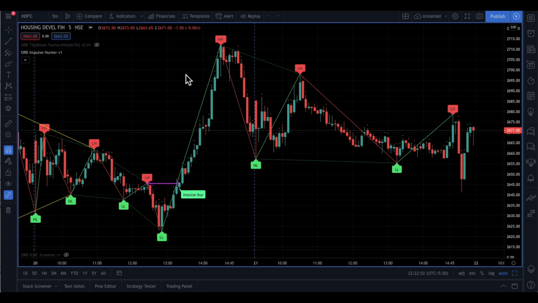This indicator will help you to plot those ascending and descending waves on your chart, and wherever an impulse is happening, it will send you a trigger with the targets, with the stop losses, so you can take an informed trade. I have this HDFC TradingView chart, which is a 5 minutes chart. And this ORB Impulse Hunter is applied on this particular chart. You can see this ORB Impulse Hunter applied here.